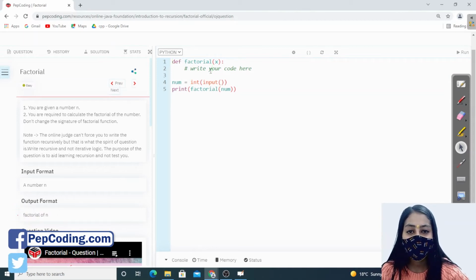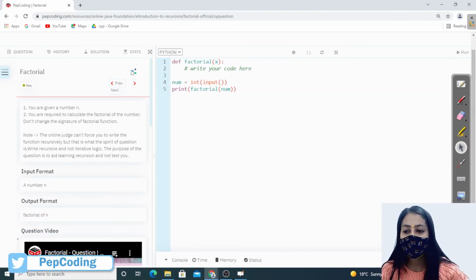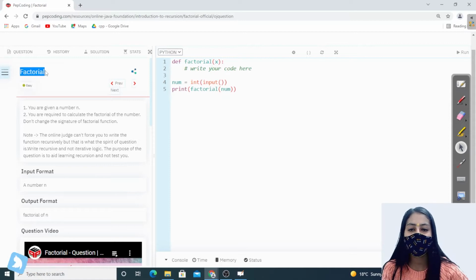So today in this video we are going to find the solution of the problem: how to find the factorial of a number using recursion, right? You are given a number n and you have to calculate the factorial of that number n using recursion, right? So let's find out how we can do this.